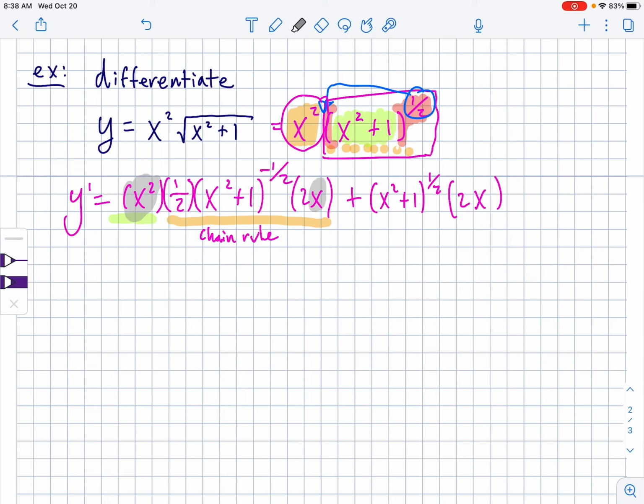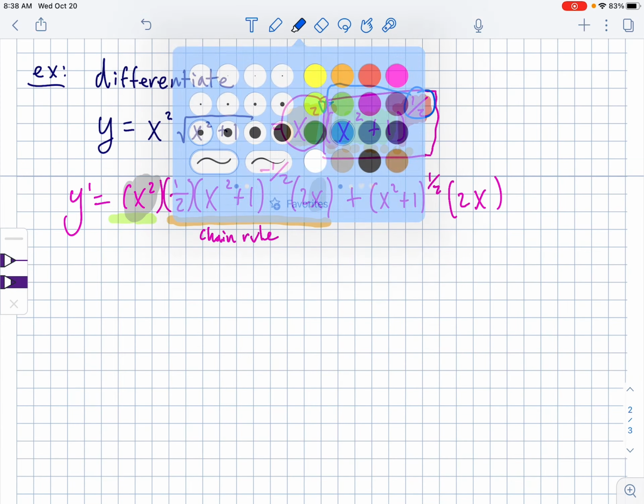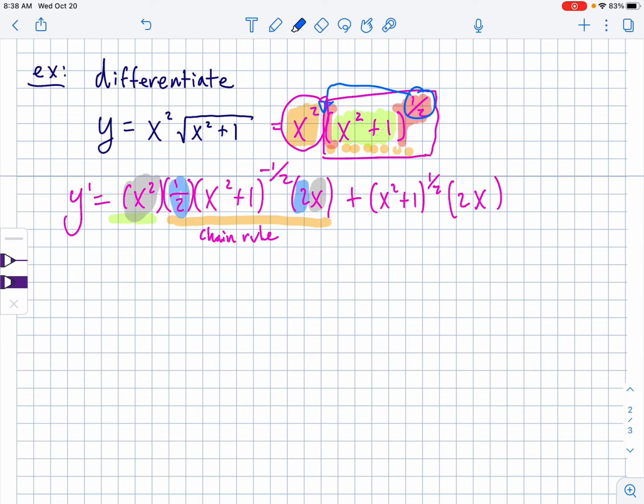let's see. One thing I'm spotting, let's use a different color, is this x squared times this 2x. Well, not times the 2, just times the x is going to give us x cubed. Another thing I'm spotting is that 2 times 1/2 is just going to be a 1, so those are going to go away. So I'll take it in stages here. The 2 times the 1/2 is just 1, and then so we get x cubed times x squared plus 1 to the negative 1/2.